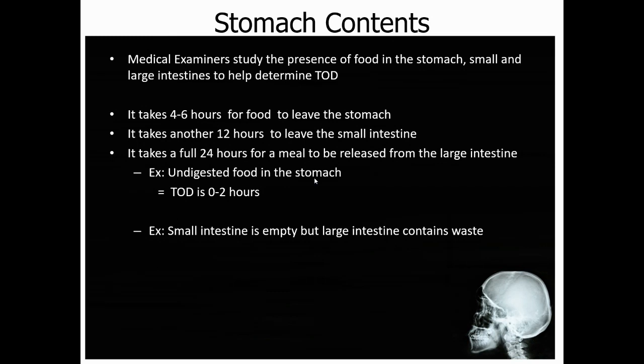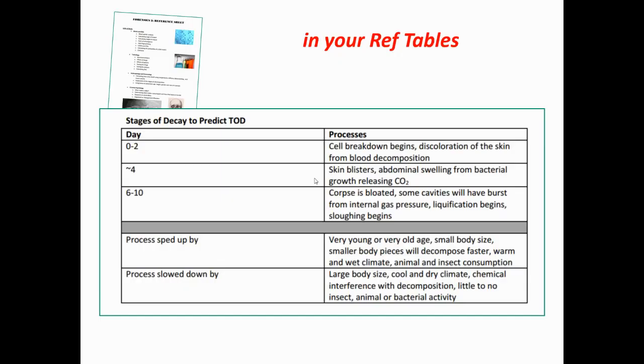If we find a body where the small intestine is empty, but the large intestine contains some waste, well, it's probably over 12 hours because that's how long it takes the food to get to the large intestine. But it hasn't been 24 hours yet because the large intestine still contains waste. The body hasn't emptied it out in the normal human fashion yet.